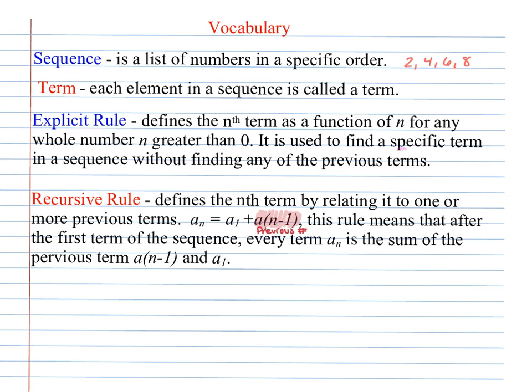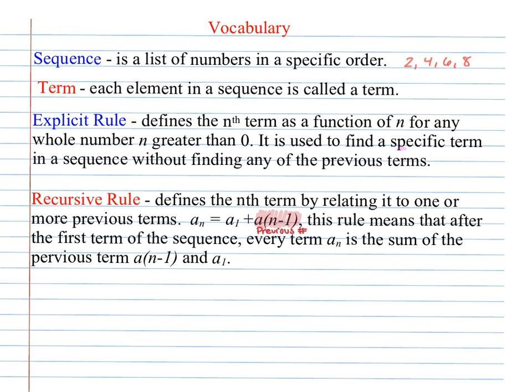So a sequence is just a list of numbers in a specific order. Right here, this is a sequence that is increasing by 2. A term is each piece of the sequence, each number. So this is a term, 4 is a term, 6 is a term, 8 is a term.